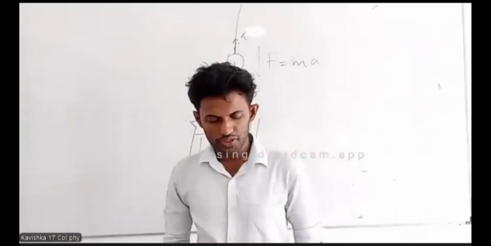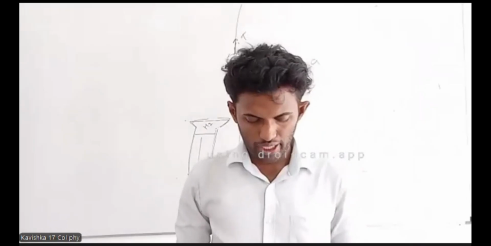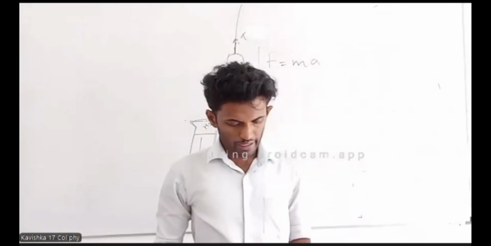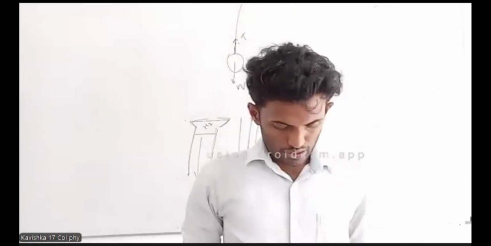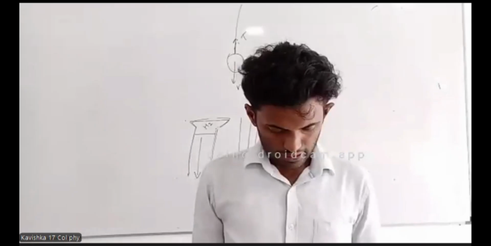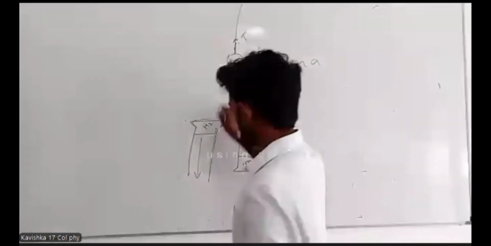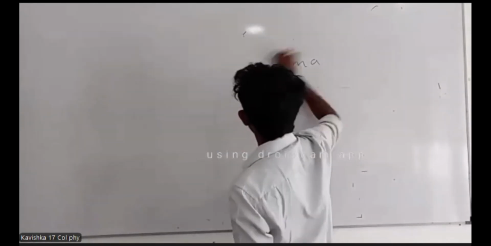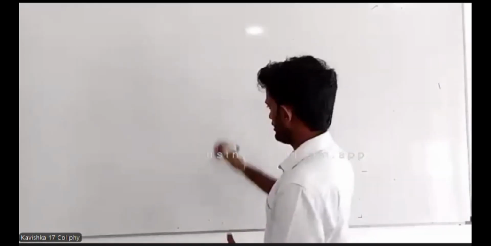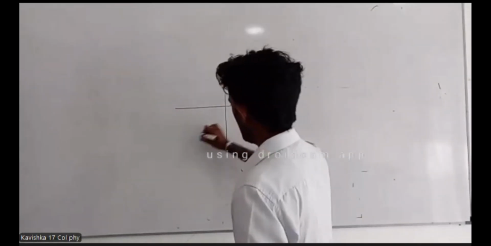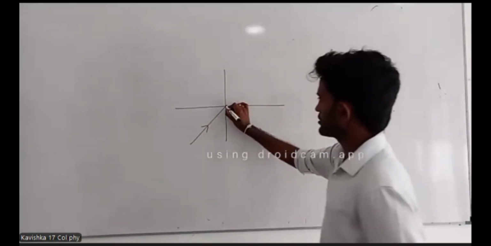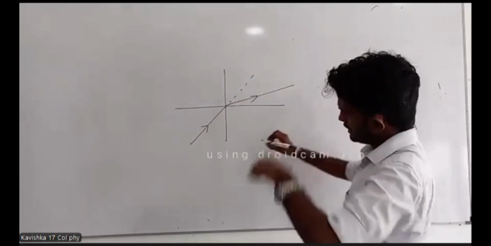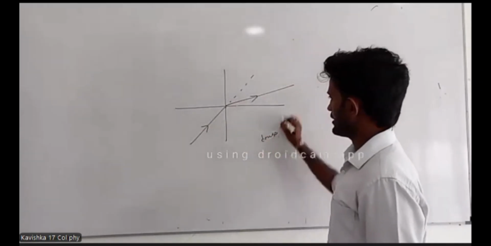Then the 14th one, which of the following diagrams correctly shows refraction of a light ray through the rare and dense medium? Rare and dense media. What happened? This one was also wrongly done. What happens when a light ray goes from dense to rare? It goes away from the normal. Away from the normal. Right? So this is dense to rare.